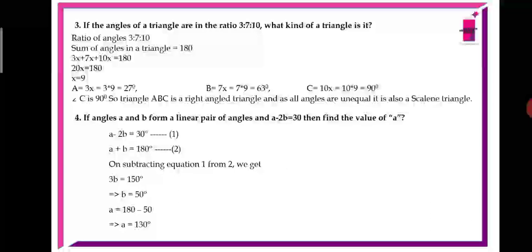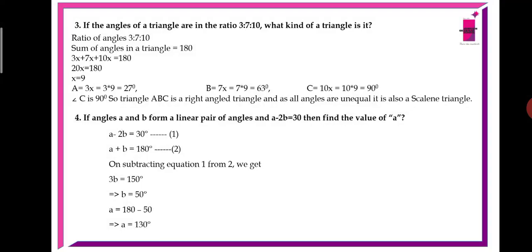The sum of the angles in a triangle equals 180, and we know the ratio is 3:7:10. Then we assume the angles as 3x, 7x and 10x. Therefore 3x plus 7x plus 10x equals 180. The sum of 3x, 7x, 10x gives you 20x. 20x equals 180 and x equals 180 by 20, which gives you 9. Therefore angle A will be 27 degrees, angle B will be 63 degrees, and angle C is 90 degrees.